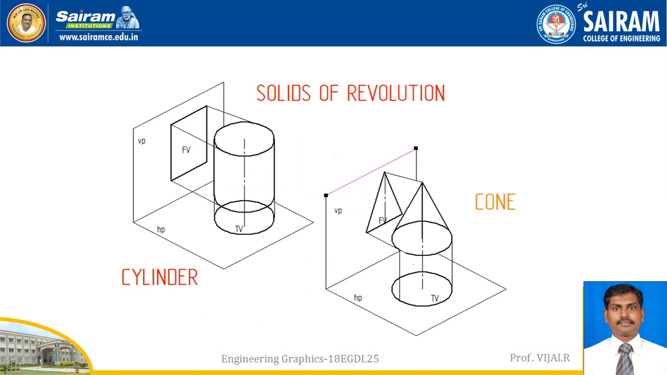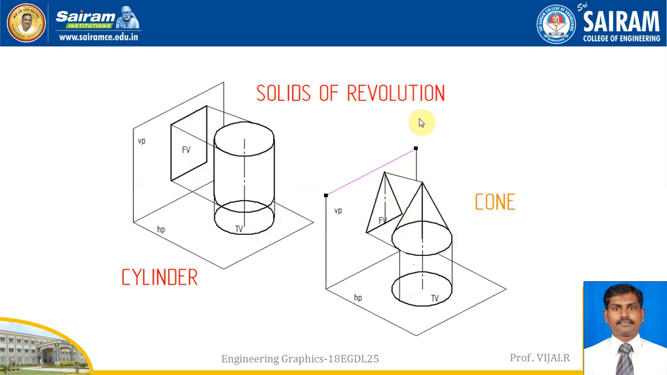And solids of revolution are also like that. We keep a cylinder or cone above the horizontal plane, and when the observer sees from this side, we get a rectangular face in the vertical plane and a circular top face.